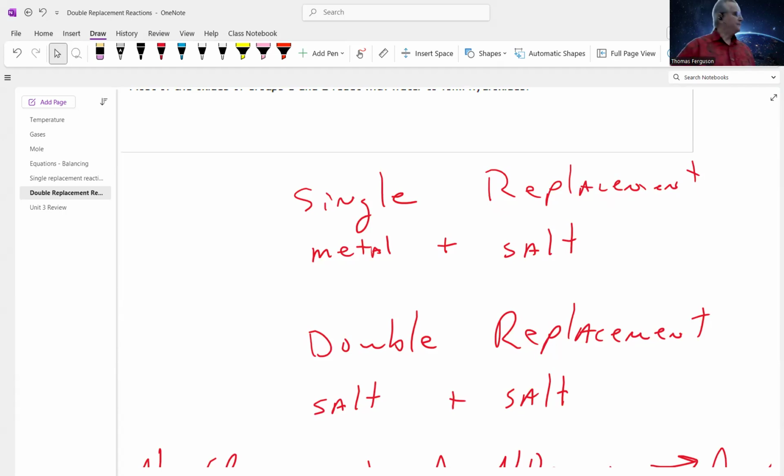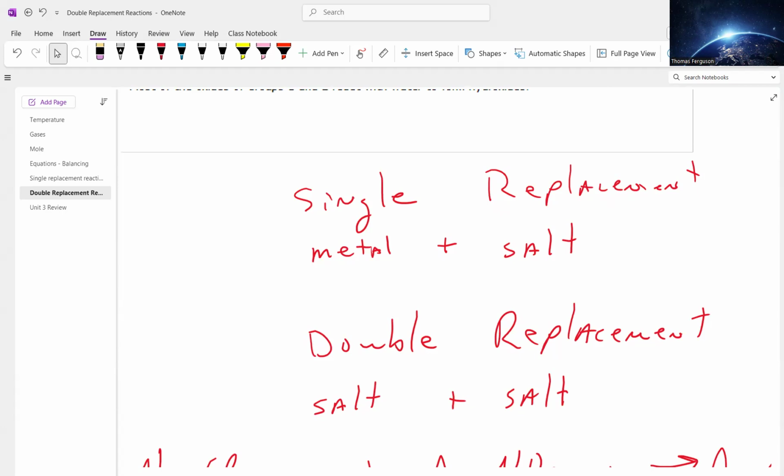Okay, so again, I want to emphasize we have two kinds of reactions we're studying this weekend. Single replacement, you have to have a metal or an acid plus salt. That's called single replacement. That's an oxidative reduction reaction.